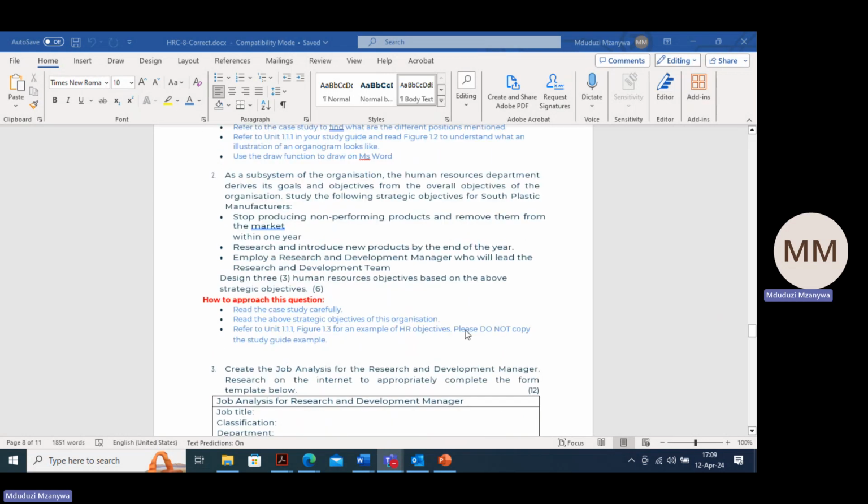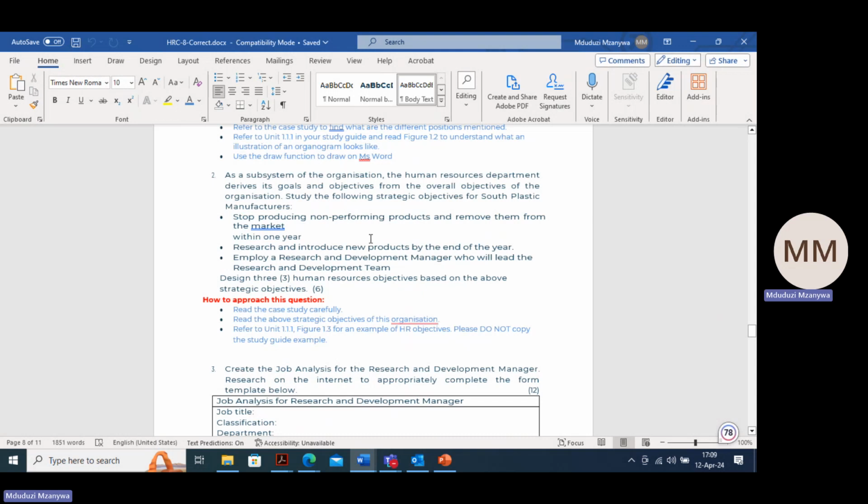Question 2 is asking basically, I think in the class I had said, you can't have HR objectives without strategic objectives. So your HR objectives are informed by your strategic objectives. And from the case study, you have these ones as your strategic objectives. There's 1, 2, 3. And so you need to now come up with the HR objectives. In order to do this, you will need to find, now that they are saying stop producing non-performing products, what would this mean for HR?